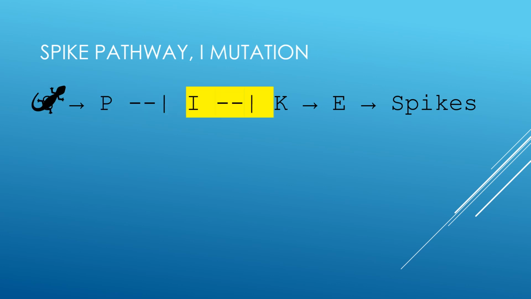Next we look at if there was a mutation on the I. So the S would activate the P, which would then stop the I from being activated, which would allow K to activate E and spikes to form.